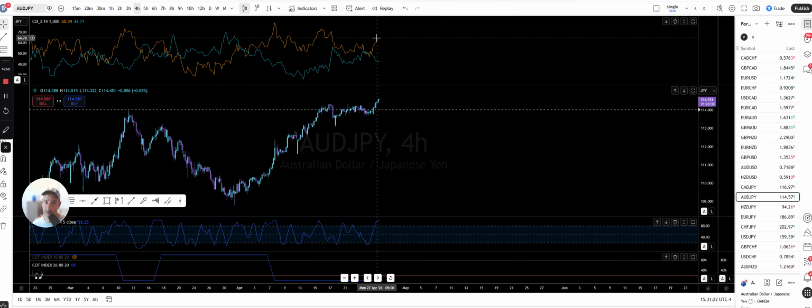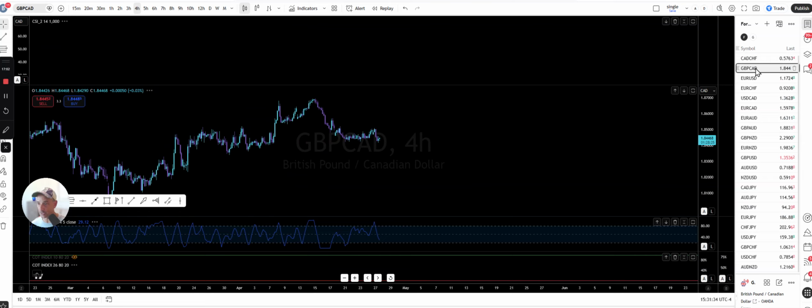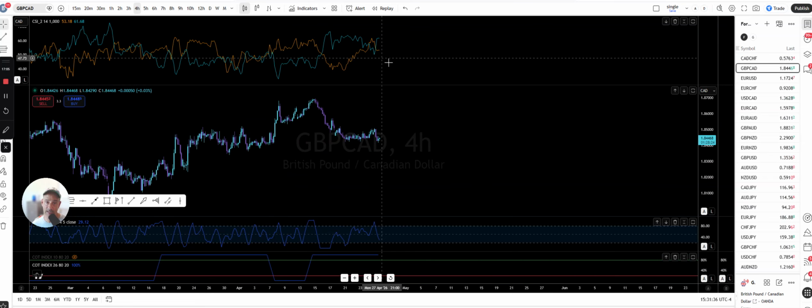A good, nice pull away on the Aussie while the yen continues to go down. And the New Zealand yen was the same thing. I didn't take either one of these. I had enough risk on the table, so I just chose not to. Pound Canadian actually seems to be okay. The CAD has picked up some strength, and we've had the pound down a little bit.